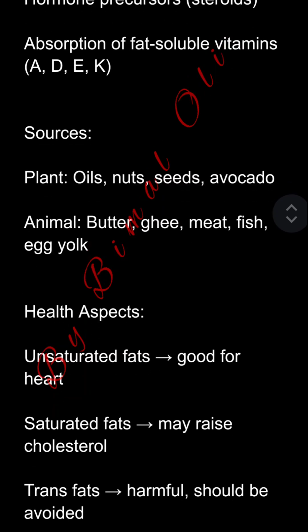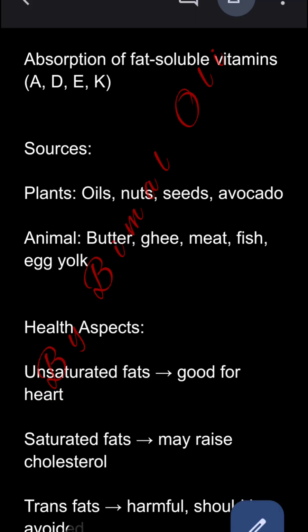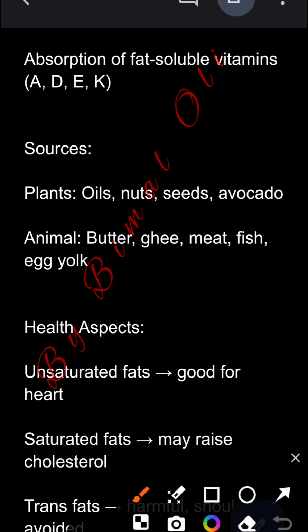Now, what are the sources of lipids? Plants: oils, nuts, seeds, avocado; and animals: butter, ghee, meat, fish, egg yolk.